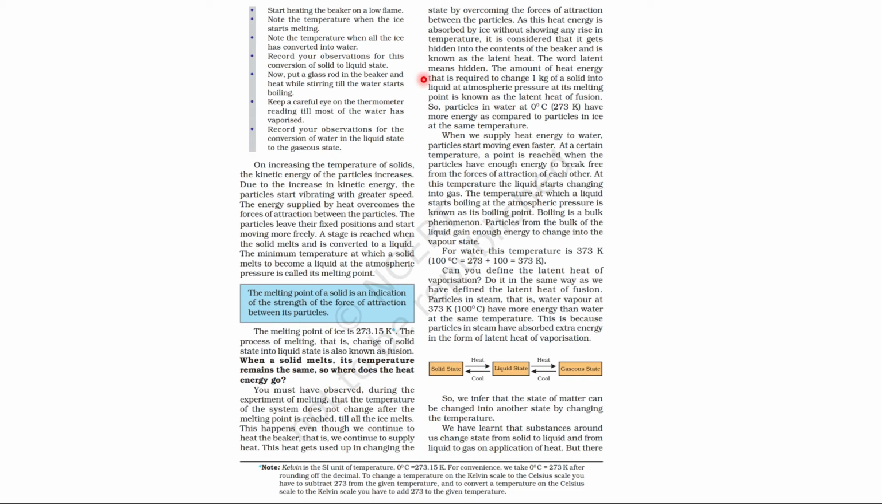Next is what is meant by latent heat of fusion. The amount of heat required to convert 1 kilogram of solid into liquid at atmospheric pressure and at its melting point is known as the latent heat of fusion. Next is what is meant by latent heat of vaporization. The amount of heat required to change 1 kilogram of liquid into vapors at atmospheric pressure and at its boiling point is known as latent heat of vaporization.